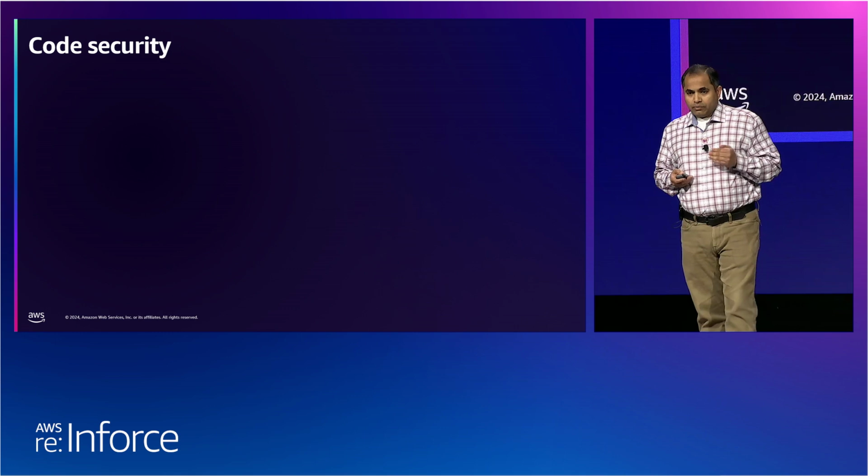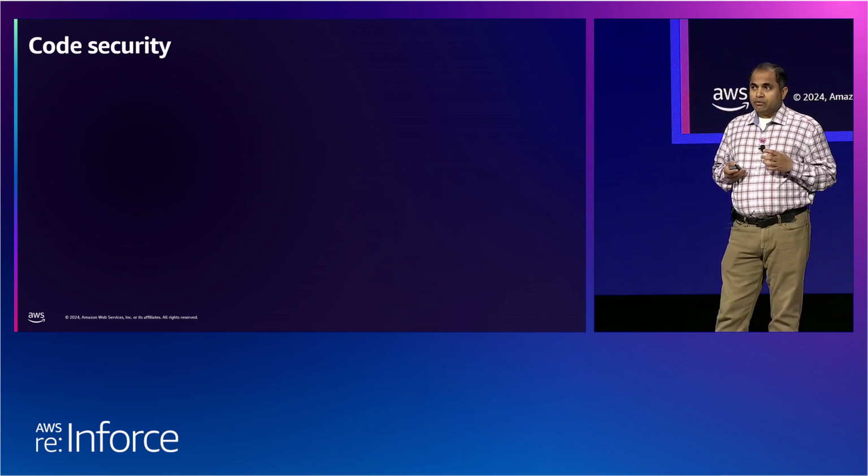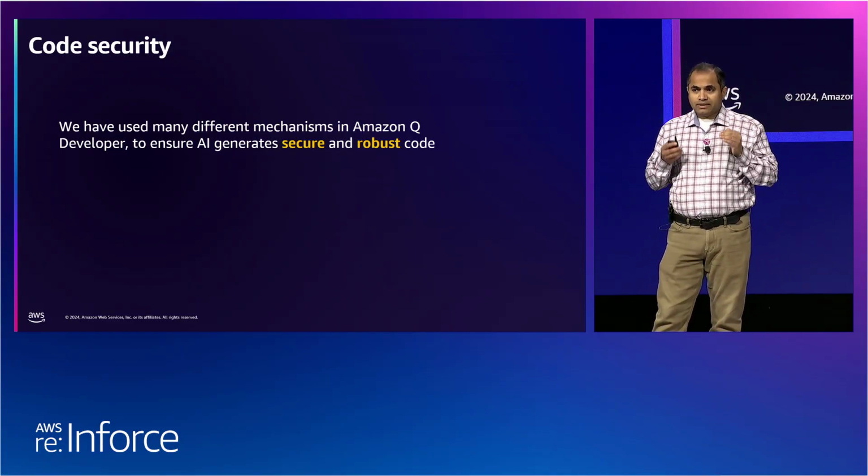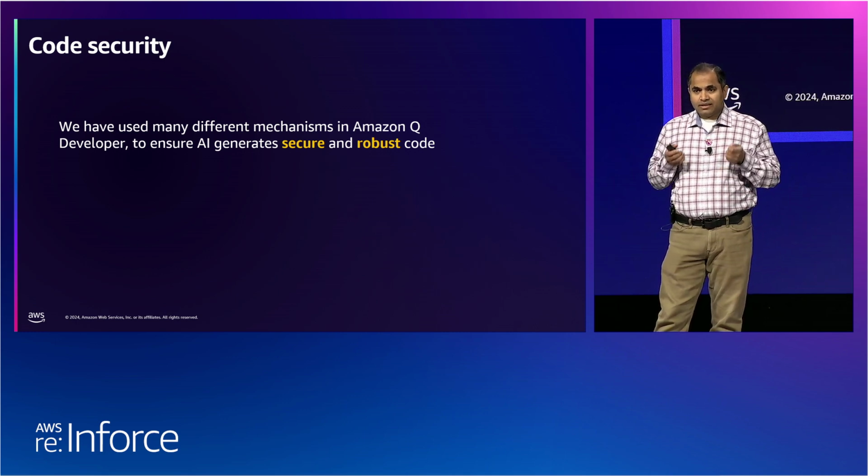In the code security part, specifically here in Amazon Q Developer, we have looked into how developers generally build applications. A few years back, most of the code was written by developers, but in the last few years, developers are relying more and more on the AI companion. AI-assisted coding has become the norm, and it helps developers increase their productivity. So the first thing we have done in Q Developer is ensure that the code AI is generating is secure and robust.